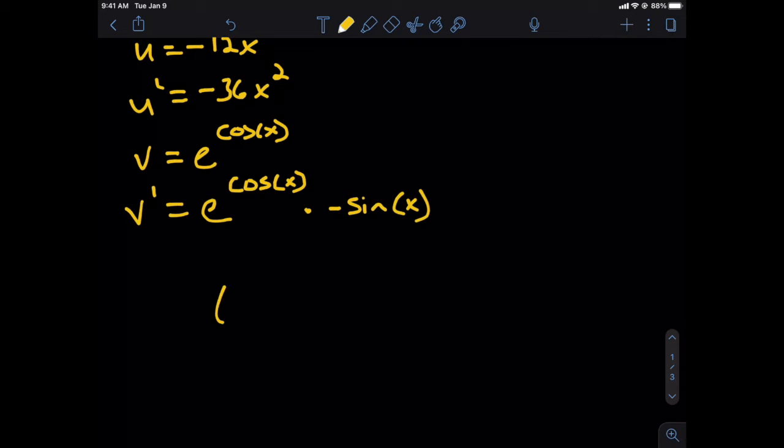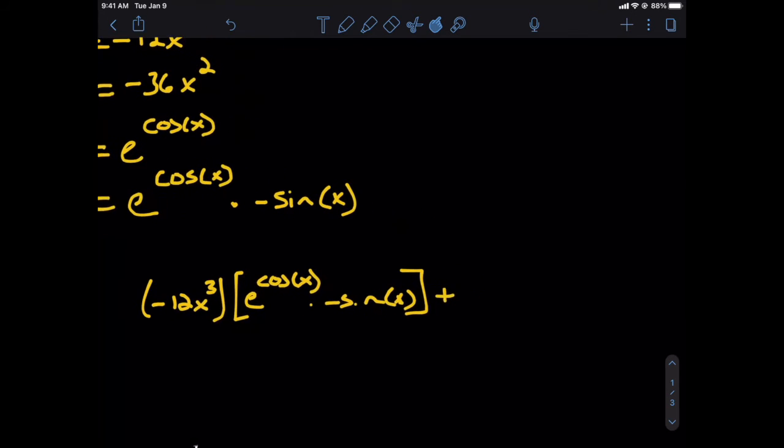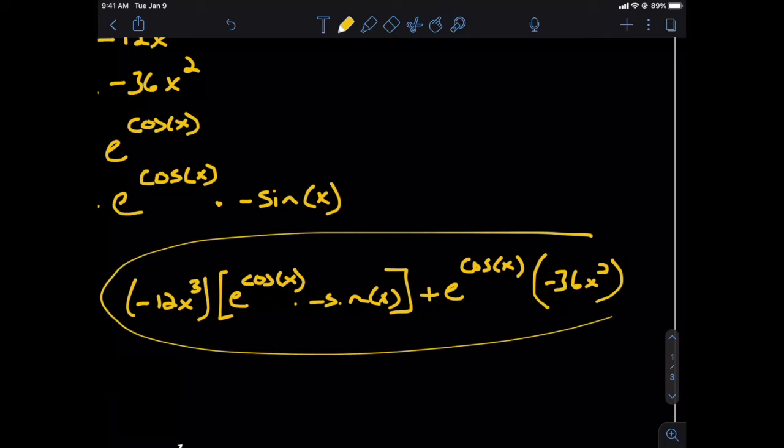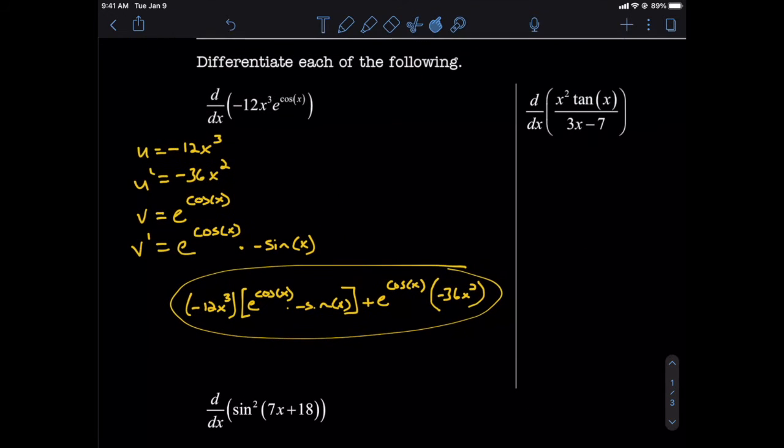We need to now implement the actual product rule, which says u v prime, or negative 12x cubed, times the derivative of v, e to the cosine times negative sine of x, like so. And then we need to add to that v u prime. So we're going to have e to the cosine, and we'll multiply that times u prime, which was negative 36x squared. And this, as unattractive as it is, is our final answer.